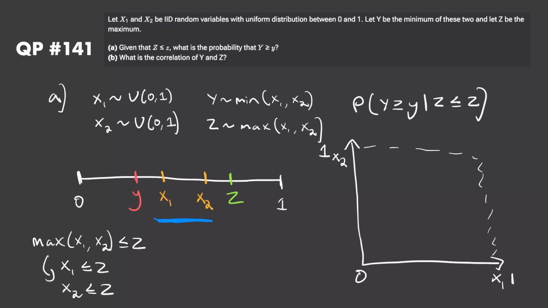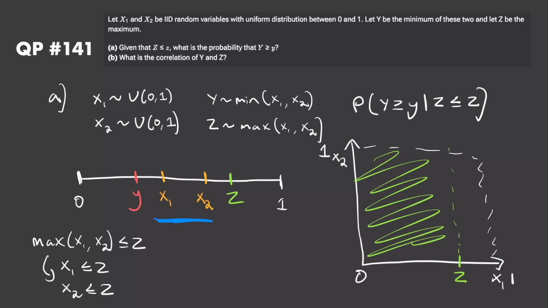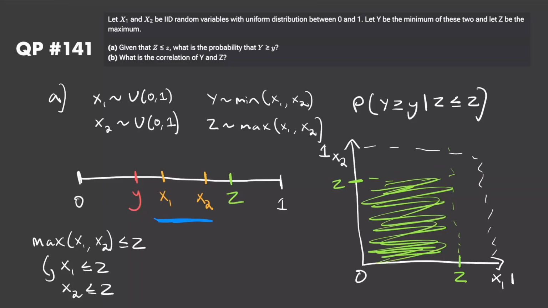If we translate that to our graph, we have some fixed value of z. We know that x1 is going to be less than or equal to that value, so somewhere in this region. And we also have to have x2 be less than or equal to that same value. So if we have z up here, the same value that we did over here, we also have to be less than it. So it's just going to be this region right here, right? All of this.